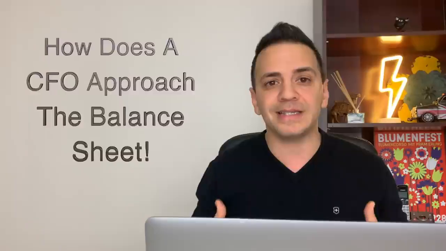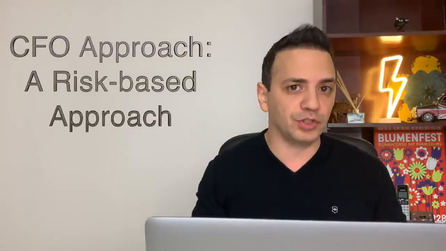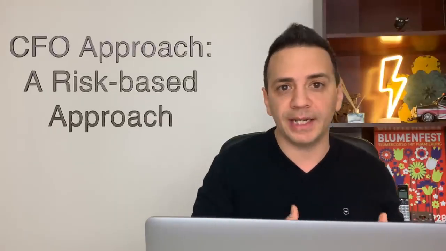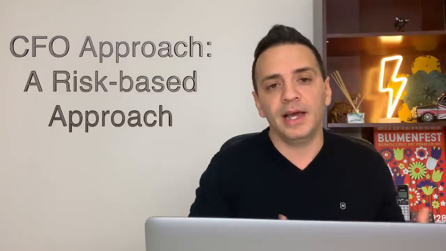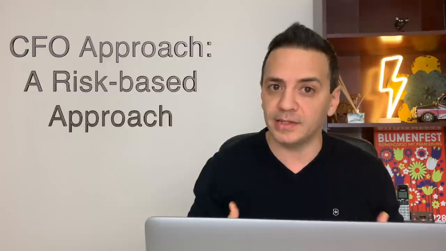How does a CFO approach the balance sheet? Which can be summed up as saying it's a risk-based approach, meaning a CFO looks at each line item on the balance sheet and thinks of all of the risks associated with that line item and then thinks of ways to hedge against these risks.